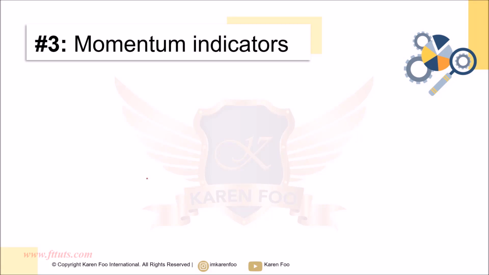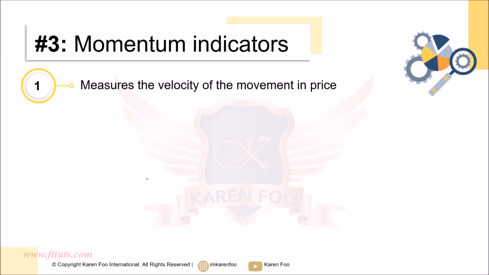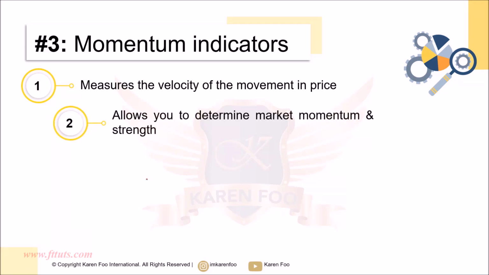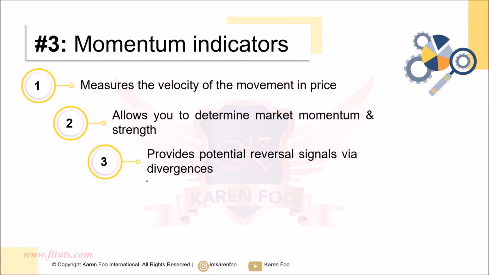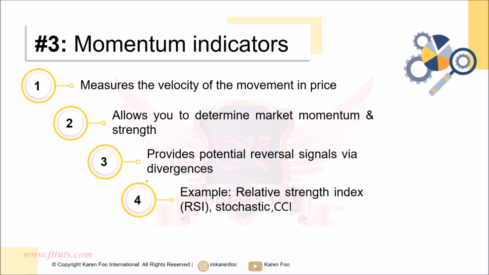So the third type of indicator is the momentum indicator. What it does is that it measures the velocity of the movement in price, in both directions, both upwards and downwards, and it allows you to determine the market momentum and strength, and it provides you with potential reversal signals using divergence. Examples are RSI, stochastics, MACD, rate of change, and some people use Chaikin money flow.